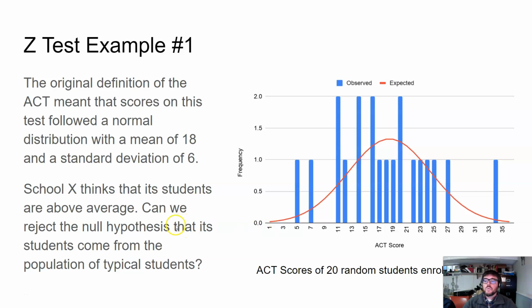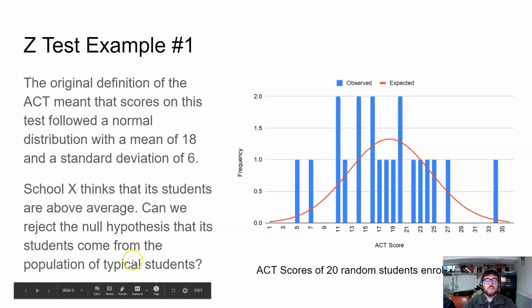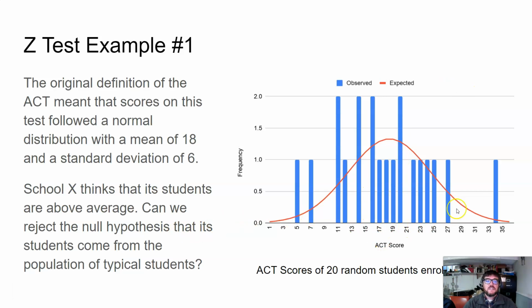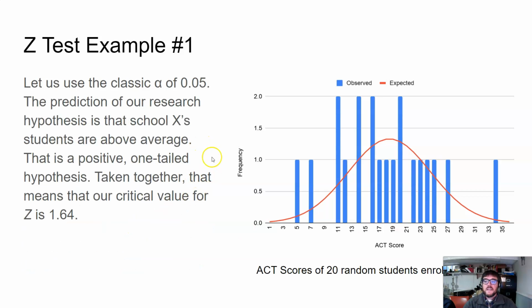And so school X thinks that its students are above average. Can we reject the null hypothesis that its students come from the population of typical students? So the research hypothesis is that school X's average ACT score is going to be greater than 18. So the null hypothesis would be that it's less than or equal to. So this is a one-tailed positive hypothesis.